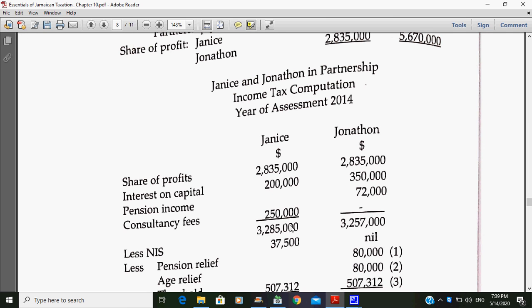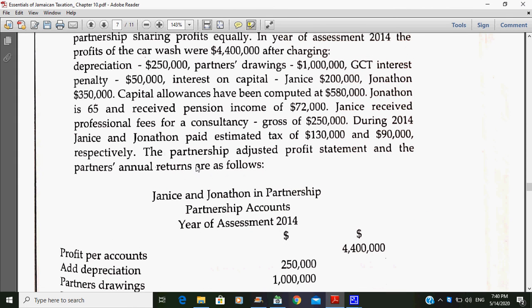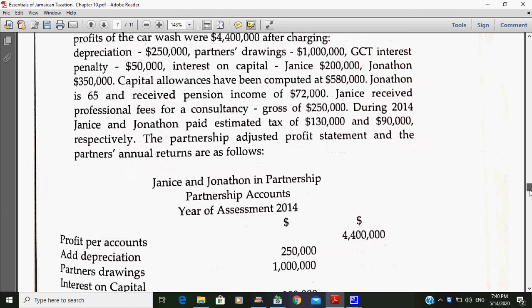Now you put in the additional income of consultancy fees, and then you have pension income of 72,000. Why? Let's look at Jonathan now. Jonathan is 65, and receives pension income of 72,000. That's the reason for that. Alright, good. Jonathan receives professional fees for consultancy, gross, of 250,000. That is all by himself.